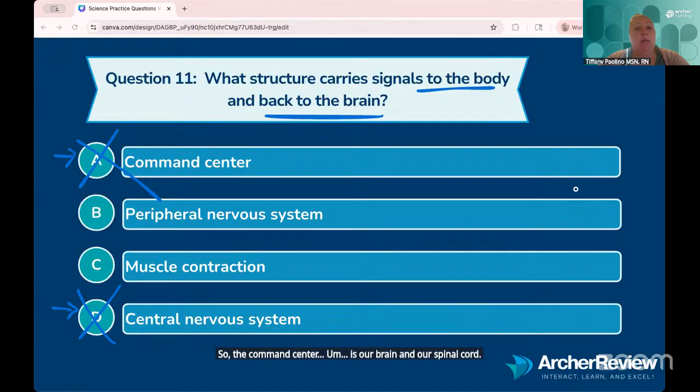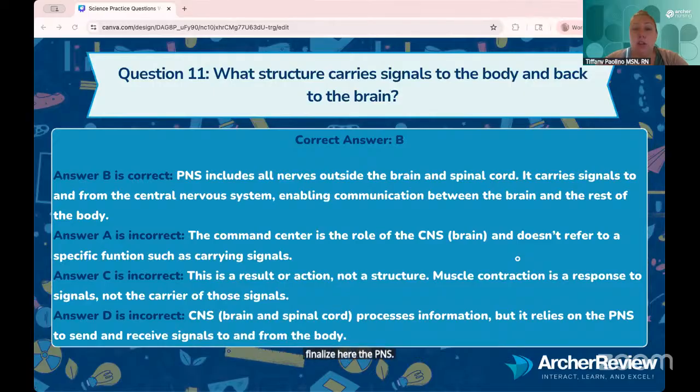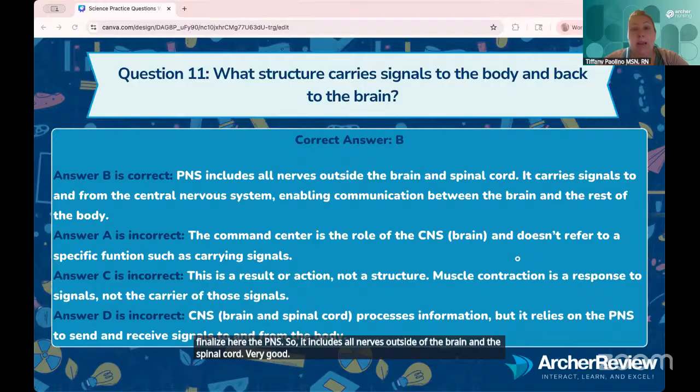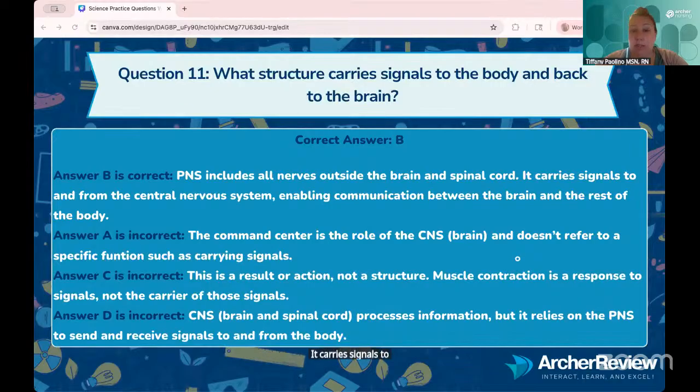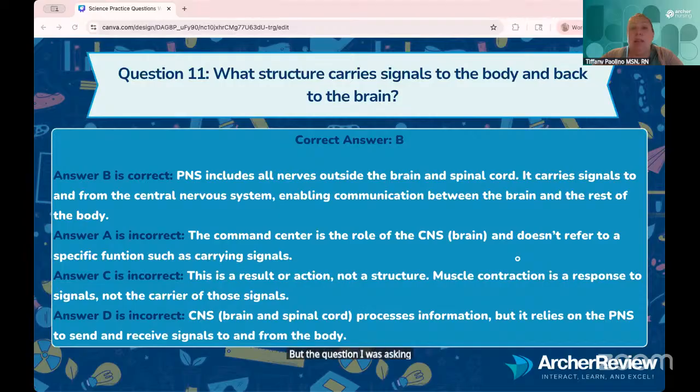So, peripheral nervous system or muscle contraction. I don't think we're talking about muscle contraction here. So therefore, we're going to finalize here the PNS. So it includes all nerves outside of the brain and the spinal cord. Very good. It carries signals to and from the central nervous system. So remember, our central nervous system is our brain and our spinal cord. But the question was asking about what carries signals to the body and back to the brain. So remember that communication between the brain and the rest of the body has to be that peripheral nervous system.